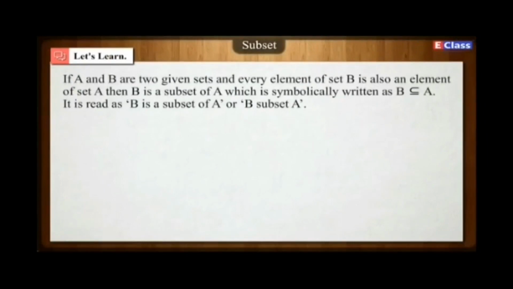Subset. If A and B are two given sets and every element of set B is also an element of set A, then B is a subset of A, which is symbolically written as B ⊂ A. Here this is the symbol of subset and it is read as B is a subset of A.